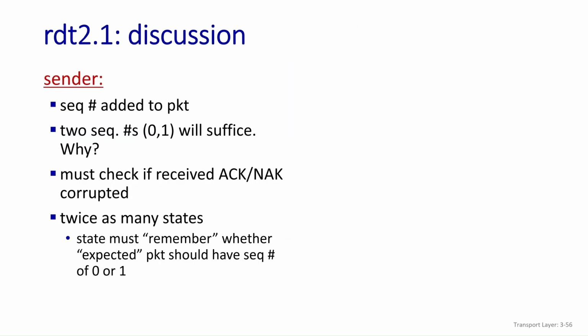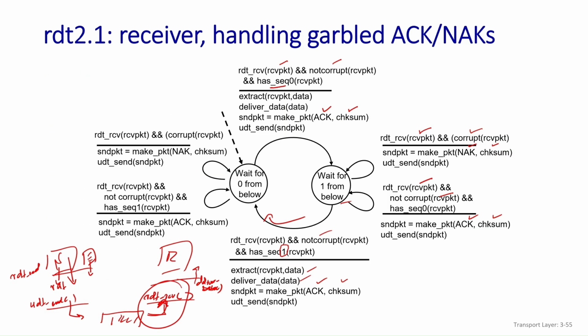Sir, the 0 and 1, will it keep increasing for a greater number of RTTs, or will it stay 0 and 1 for every RTT? There's no discussion on RTT at the moment. Remember the mechanism we are referring to. At the moment, we are talking about stop and wait.